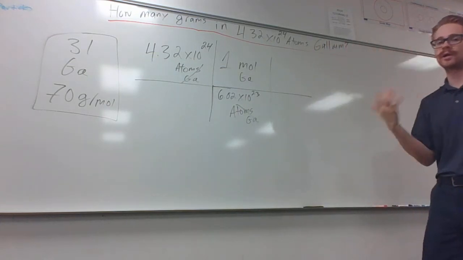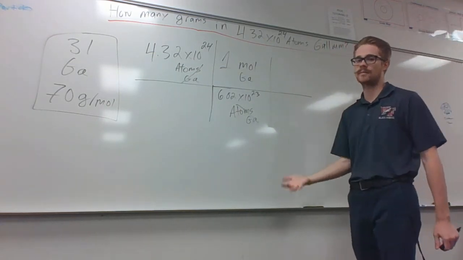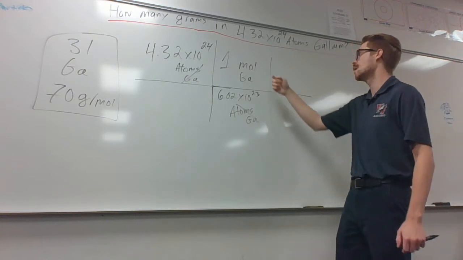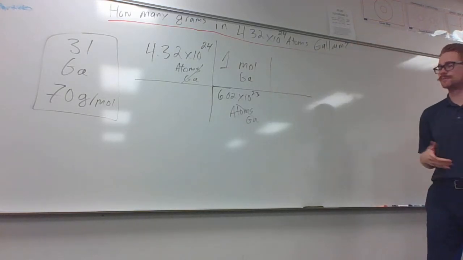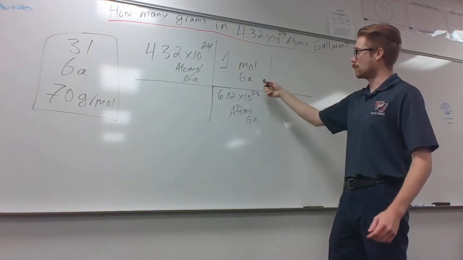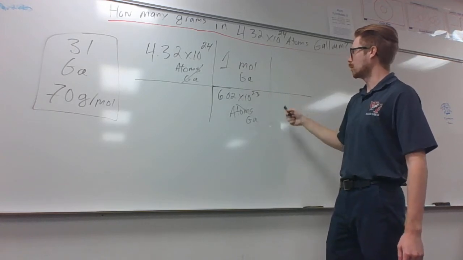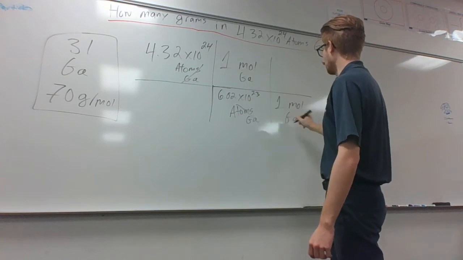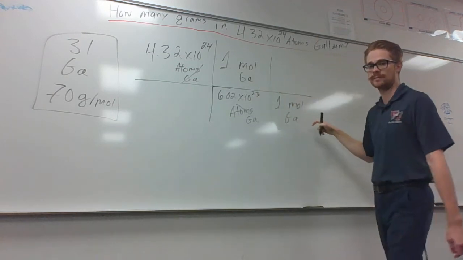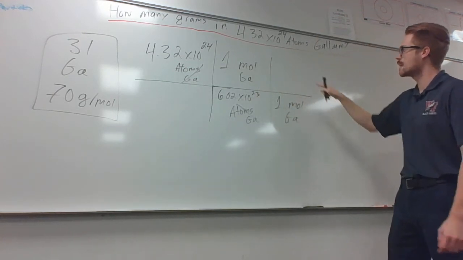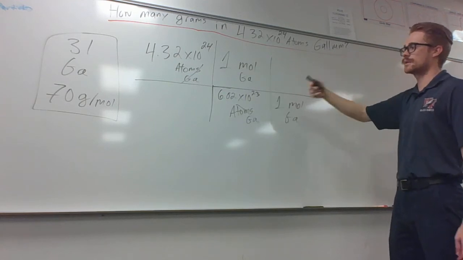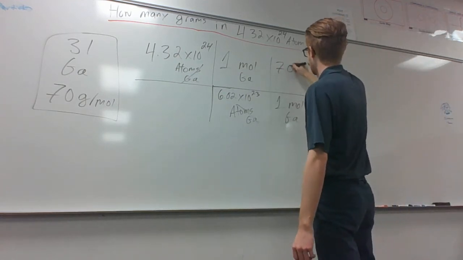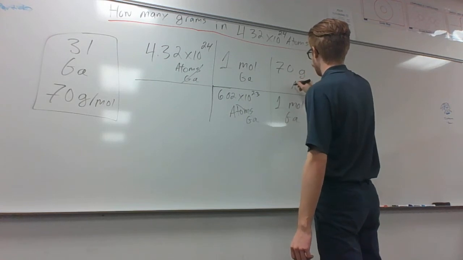Moles are like the mediating point between atoms and grams. If we're in atoms and we want to get to grams, we have to go to moles first. If we're in grams and we want to go to atoms, we have to get to moles first. So now we're in moles of gallium. We know 1 mole of gallium is going to go down here automatically because moles of gallium need to cancel out. The number that's going to go on top is our molar mass, which is 70 grams of gallium.